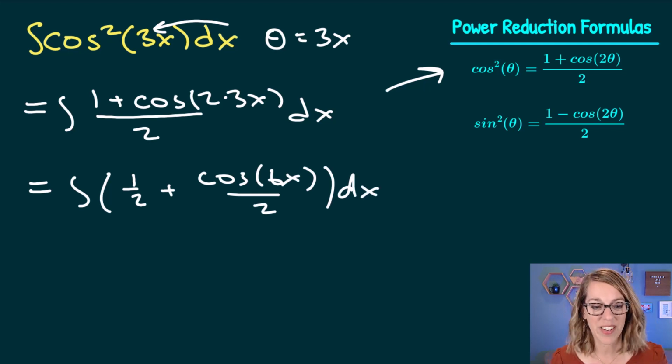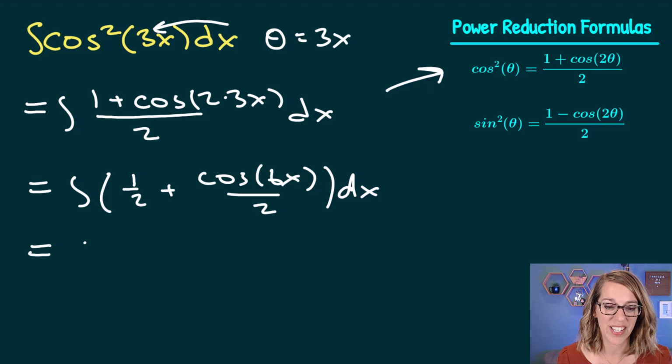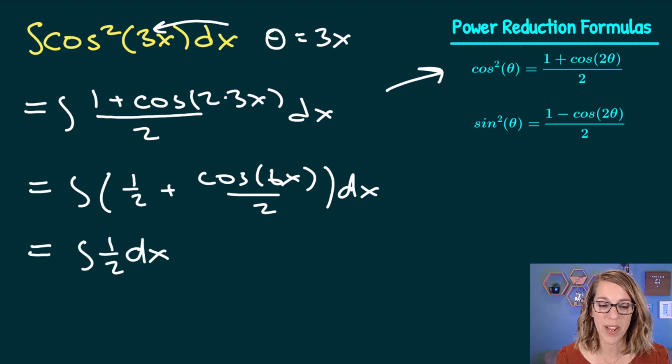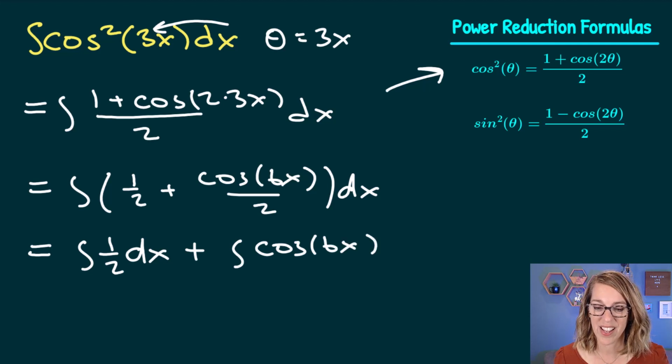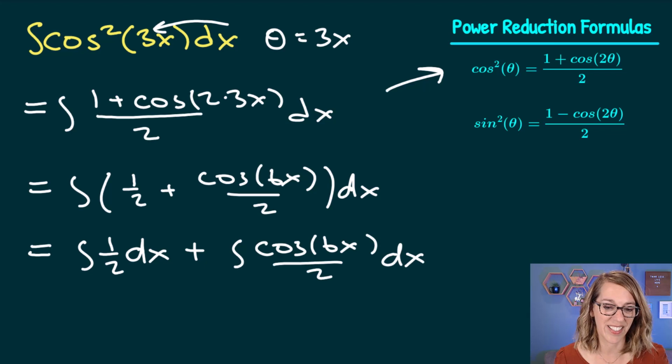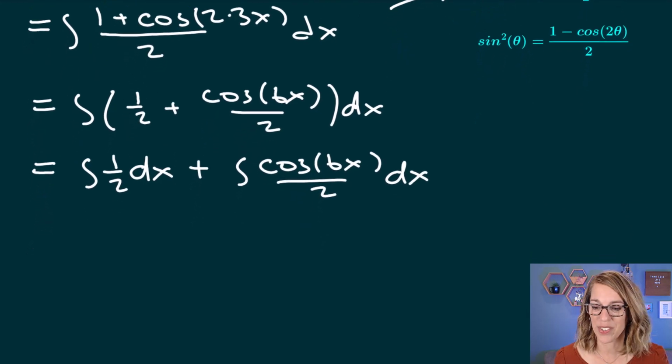Next, let's go ahead and separate this into individual integrals. You could also integrate this term by term, but I'm going to think of it this way. I've got the integral of 1/2 dx plus the integral of cosine 6x all divided by 2, and then a dx. Taking our integrals, that 1/2 is a constant multiplier. So I'm going to take the 1/2 out in front, and I'm really taking the integral of dx.